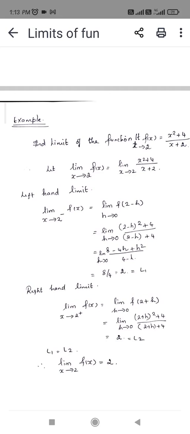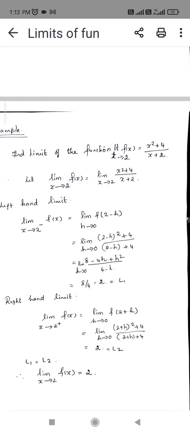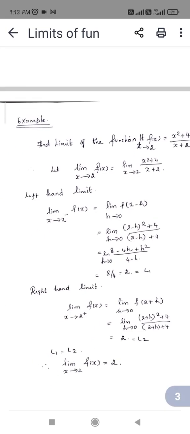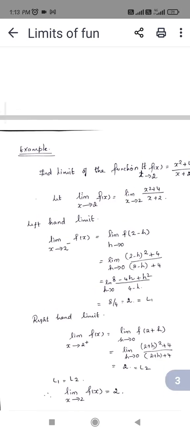When you look carefully, L1 and L2 are the same. So both the left hand limit and right hand limit approach the same point 2, so the limit exists for this function. So limit x tends to 2 of f of x is equal to 2. So this is a small example for the limit of the function. Similarly, we can apply this for everything.